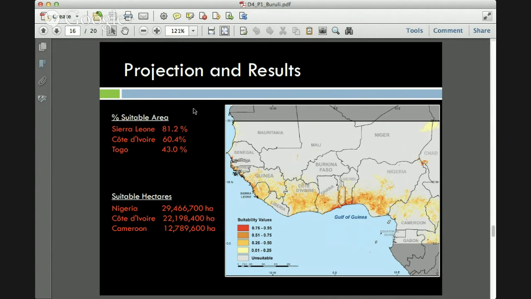So this is a map of our projection and results. If you look at the red areas, those are areas that have been predicted highly suitable for Buruli ulcer. And then yellow regions are less suitable and gray are unsuitable. Within individual countries, Sierra Leone, Cote d'Ivoire, and Togo had the highest overall percentage of their land mass predicted as potentially suitable habitat for BU. And then in terms of just the actual number of hectares, Nigeria, Cote d'Ivoire, and Cameroon had the highest number of overall hectares.